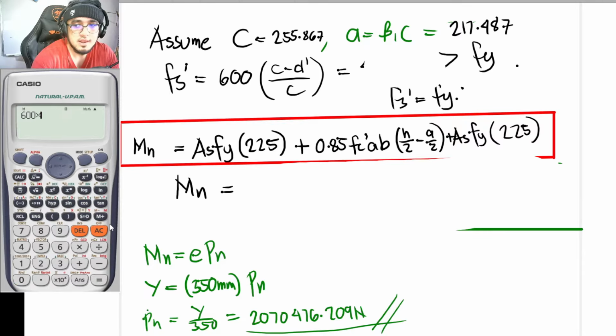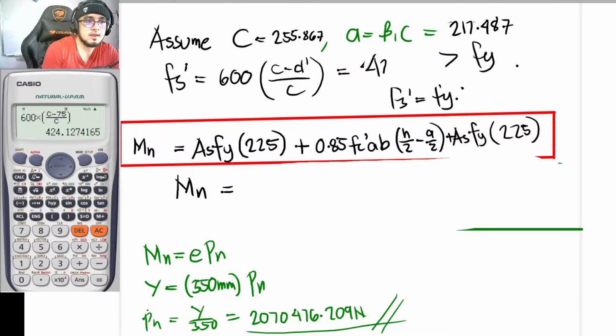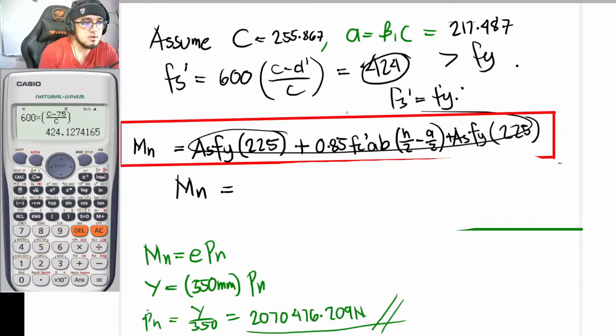So for your Fs prime, that is now equal to 600 times, so C, what is the value for your C? That is alpha C minus D prime, so minus 75, divided by alpha C. Okay, so our answer here is 424. And it is still greater than Fy. So with that guys, isolve nyo naman to ngayon, lahat ng to. So this is still Fs, by the way. This is still Fy, by the way. So with that, resolving for the value here.